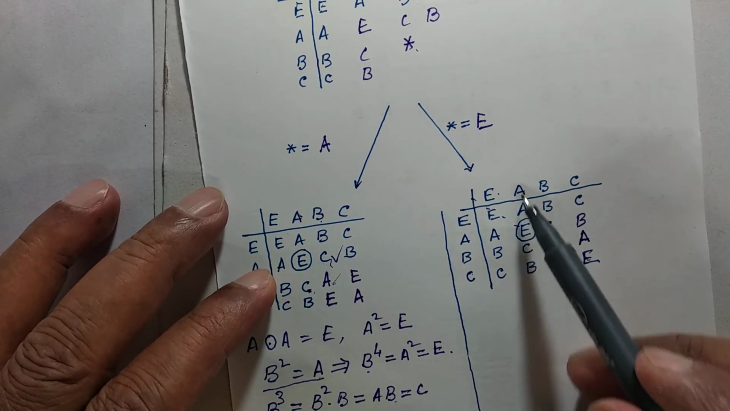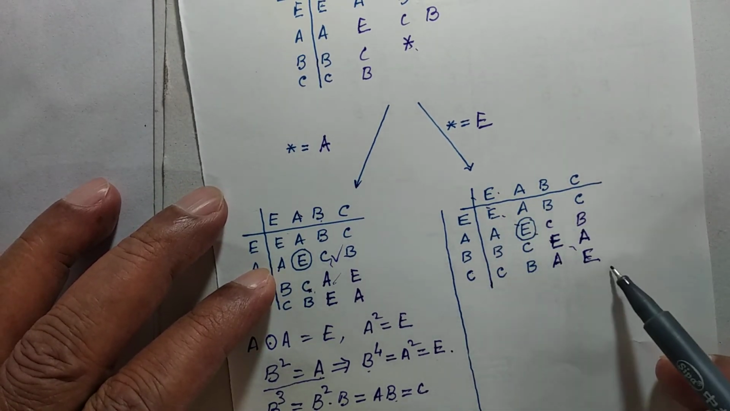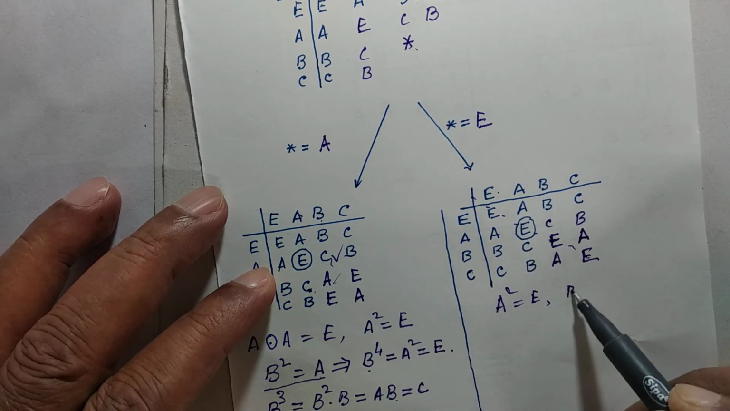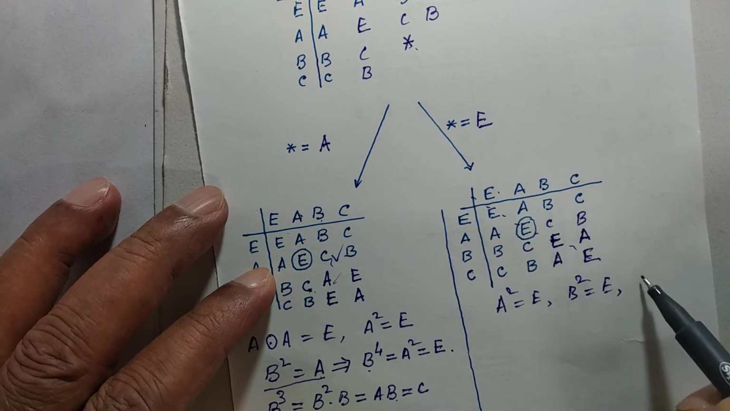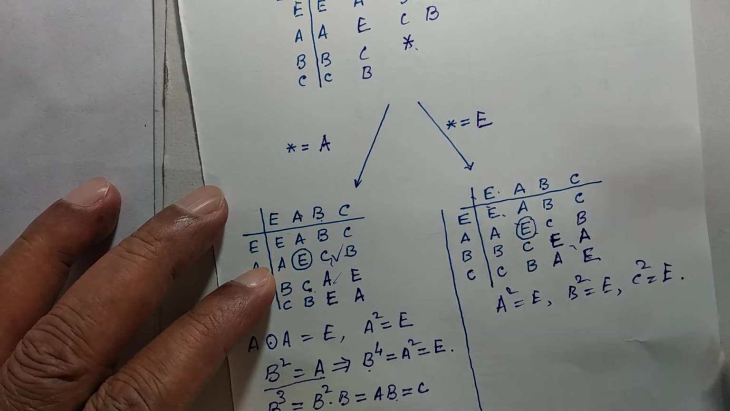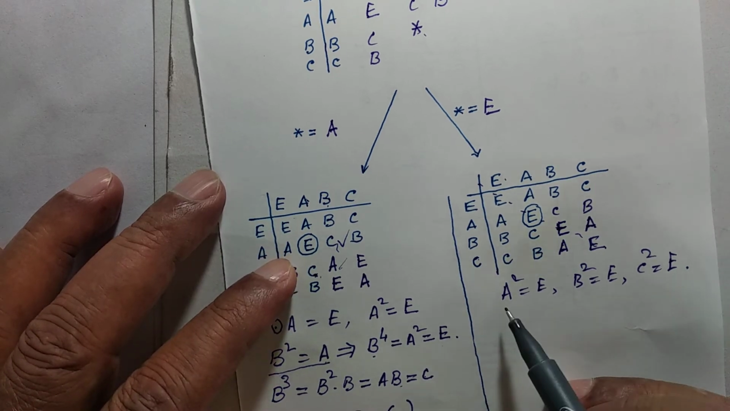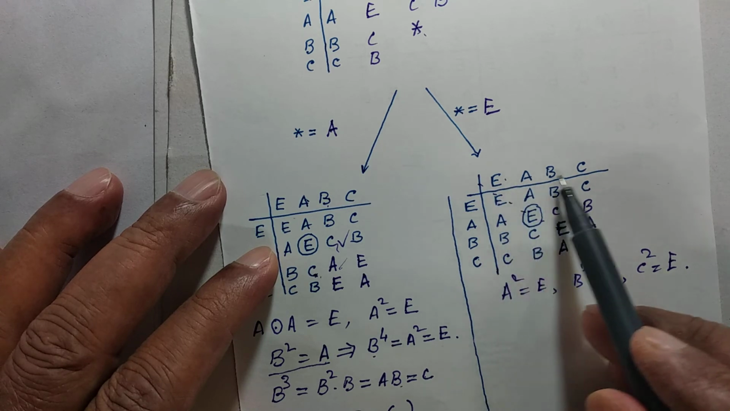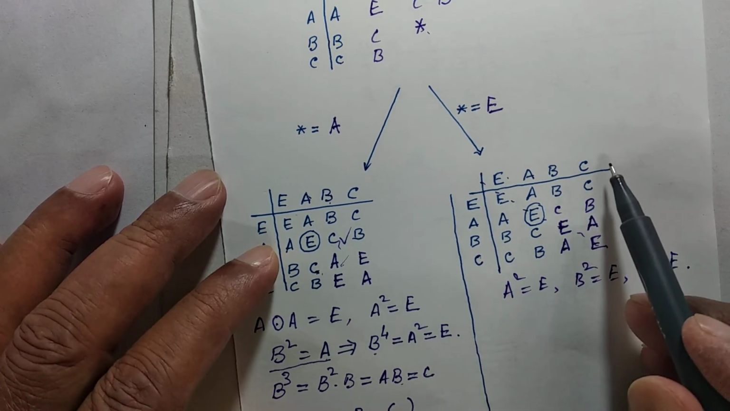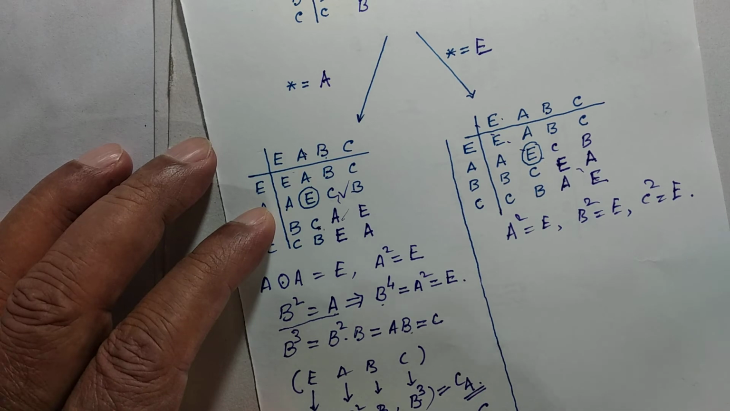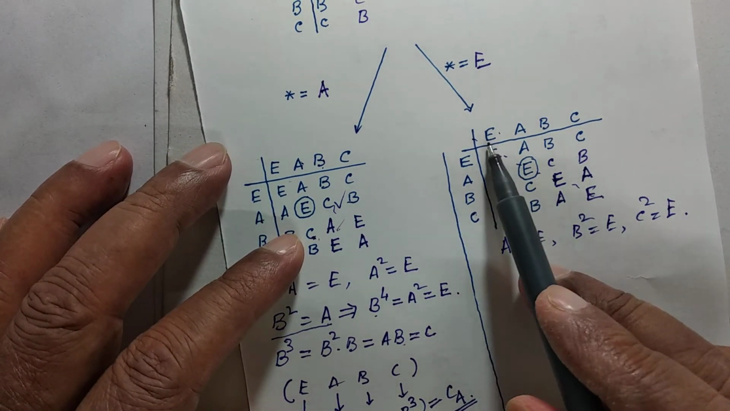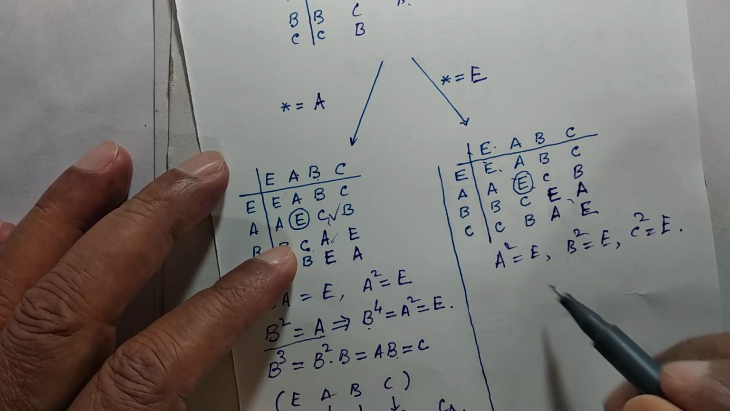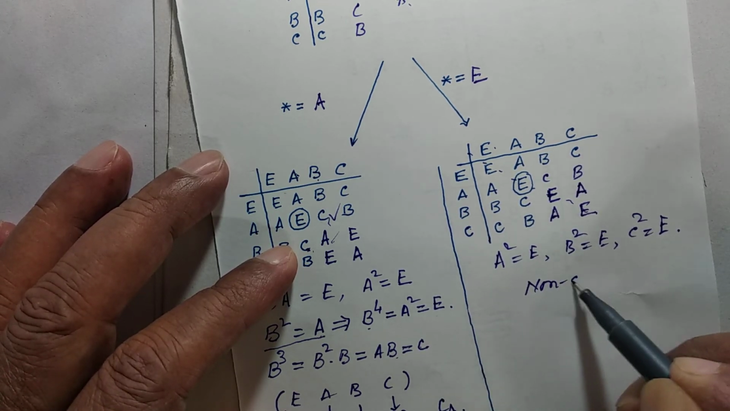Here we find that because of this diagonal position of E, A square is identity, B square also is identity, C square is also identity. And by no means can we recast these elements in this form. By no means we can do this. Therefore, this is not a cyclic group. This is a cyclic group, but this is a non-cyclic group.